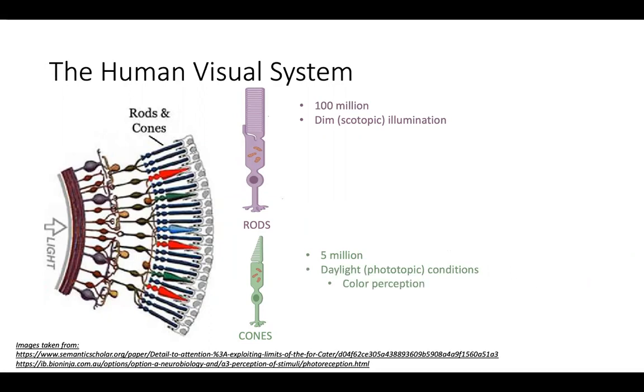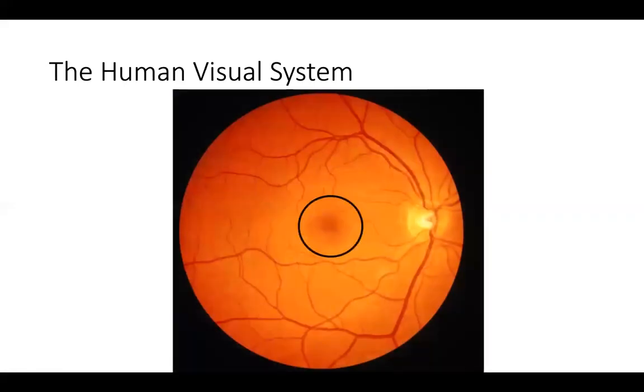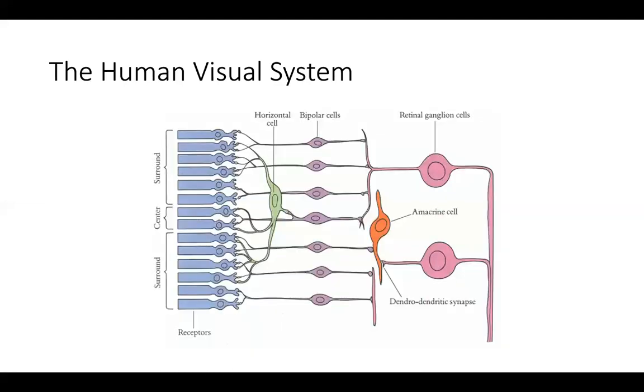The cone system is specialized for color perception and high spatial resolution. The majority of these cones are within the macula, the portion of the retina that serves the central 10 degrees of vision. In the middle of the macula, a small pit termed fovea, packed exclusively with cones, provides the best visual acuity.